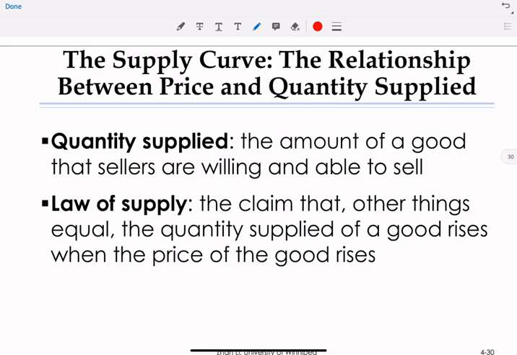Now, law of supply says that, other things equal, the quantity supplied of a good rises when the price of the good rises. You can see that we have learned about law of demand, right? Law of demand says other things equal, the quantity demanded decreases when the price increases.